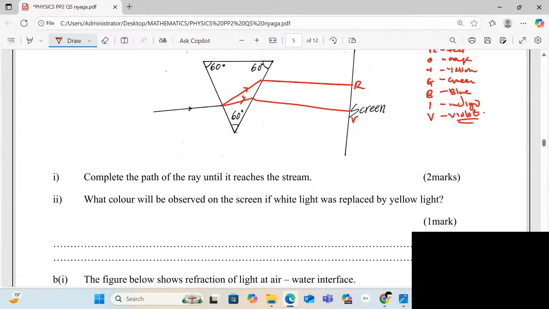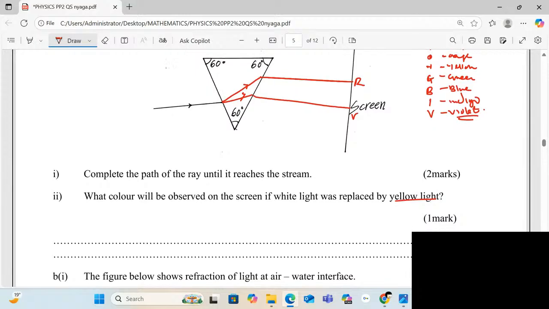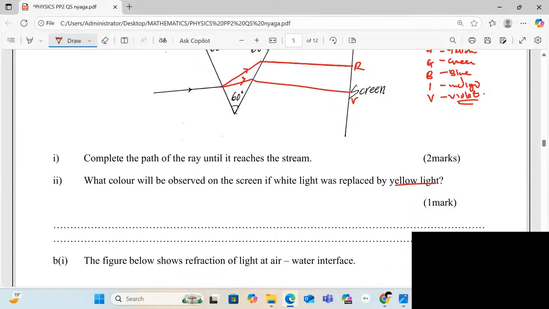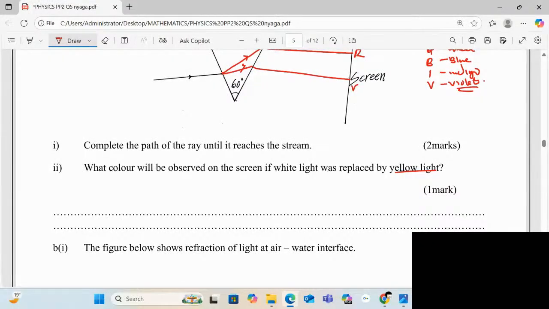What color will be observed if the screen was replaced by yellow light? Yellow light, since it moves at its own speed, cannot undergo variation. Therefore, what we expect is still yellow, since it cannot be changed. So it remains yellow. Why? It cannot be split. Yellow color can't be split. But if you have the white light, it can be split.